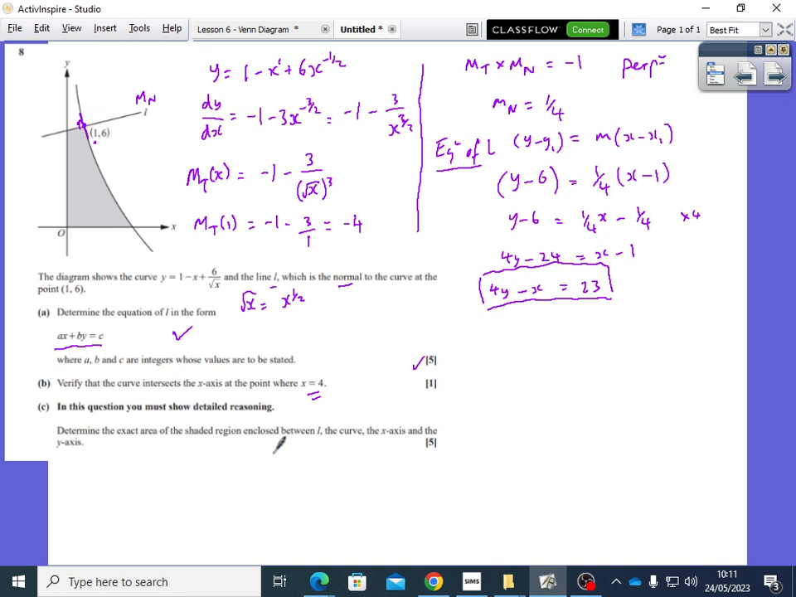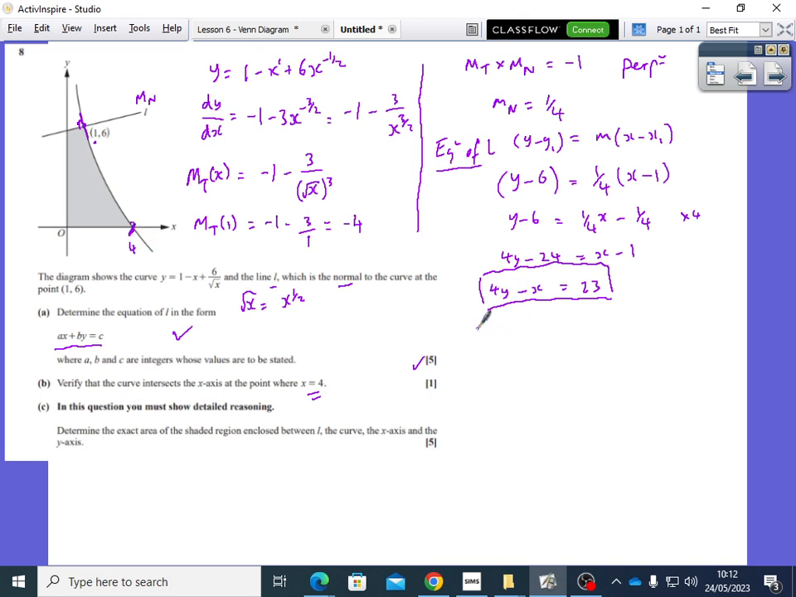Okay, so verify the curve intersects the x-axis at 4. So if it's going to intersect the x-axis, if I put 4 into this equation, the curve, it should equal 0. So let's just quickly do that.